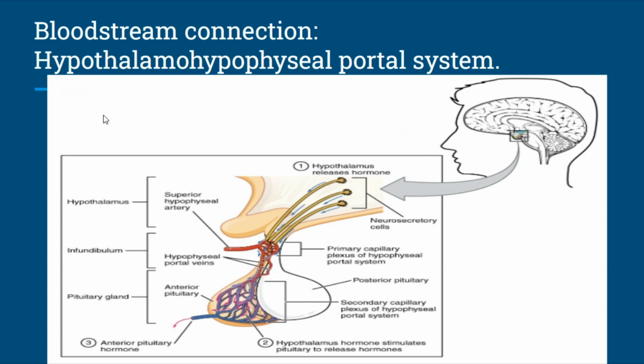Once again, we're going to look at the hypothalamo-hypophyseal portal system, which is the anterior pituitary. Right here, it is a highly vascularized structure. And once again, we have a superior hypophyseal artery, which comes here with the internal carotid artery, makes the primary capillary plexus or hypophyseal portal system, and then it highly vascularizes the anterior pituitary right there. And secondary capillary plexus of the hypophyseal portal system is right here. Hypothalamus hormone stimulates pituitary to release hormones, and the anterior pituitary hormones are then released into the blood.